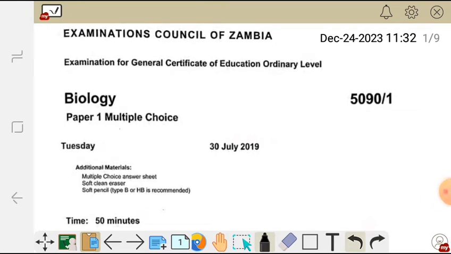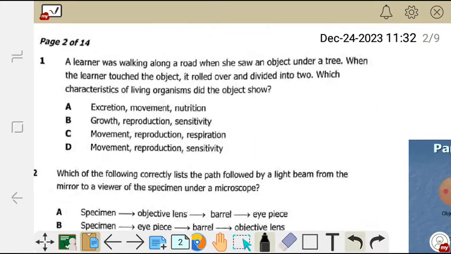In this video, I'm going to go through Biology Paper 1 multiple choice questions for 2019. Question 1 reads: Elena was walking along a road when she saw an object under a tree. When the learner touched the object, it rolled over and divided into two. Which characteristic of living organisms did the object show?